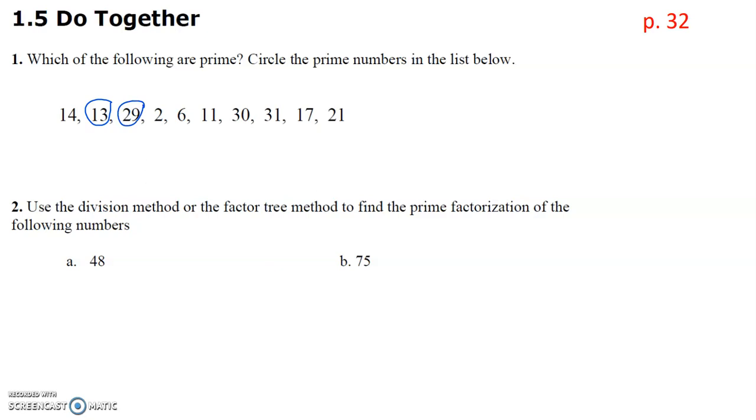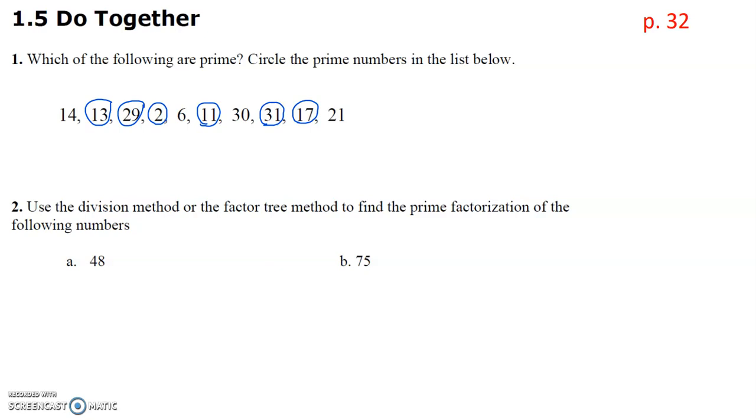Remember our little sneaky guy? The number 2 is our smallest prime number. 6 has 2 times 3. 11 has nothing, 1 times 11. 30 has lots of factors. We saw that in our last lesson, 2 times 15, right? 3 times 10, and so on. 31, nothing makes 31 except for 1 times 31. Same goes with 17, nothing makes 17. But 21 has more than 1 times 21. We have 3 times 7 there, so that's a composite number.